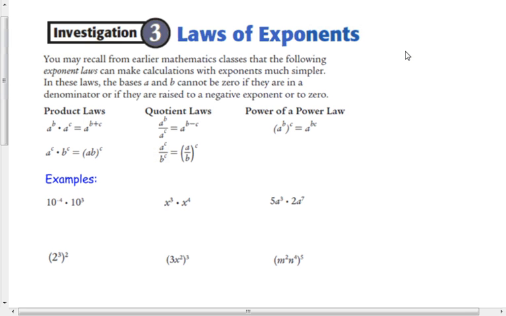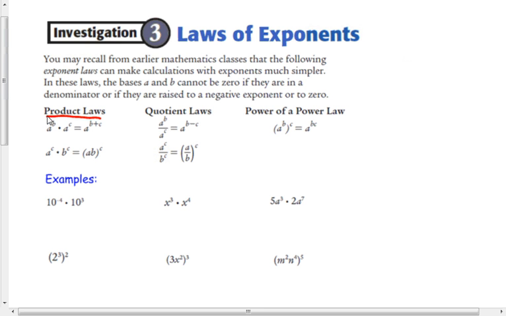We're going to learn some laws of exponents that we're going to use to simplify expressions with exponents. And I'll try and explain each one of these laws for you. The first law here is called the product law. I'll underline that one in red.